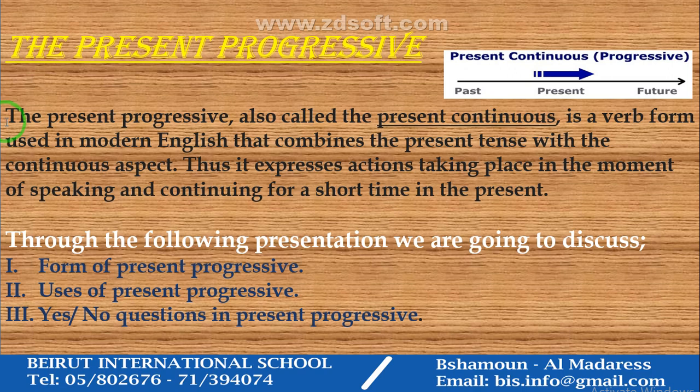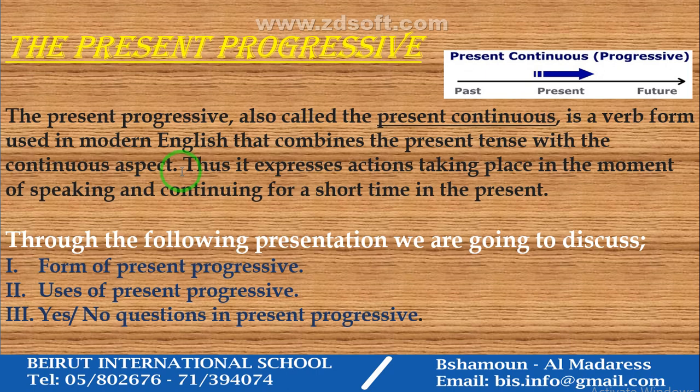What is the present progressive? The present progressive, or also called the present continuous, is a verb form used in modern English that combines the present tense with the continuous aspect. Thus, it expresses actions taking place in the moment of speaking and continuing for a short time in the present.